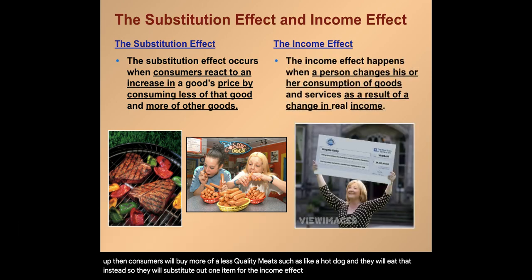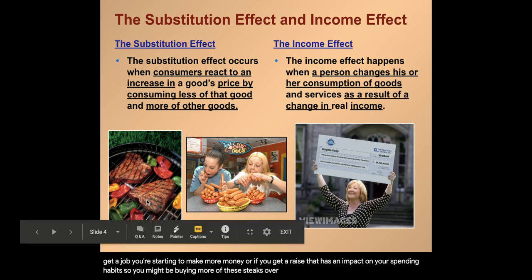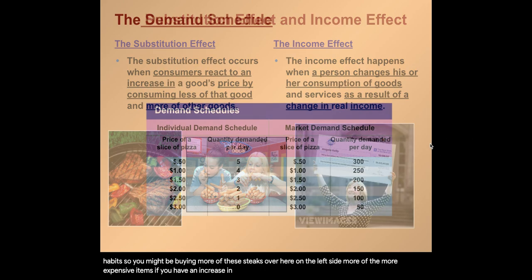The income effect happens when a person changes his or her consumption of goods based on a change in their real income. That means if you get a job and start making more money, or if you get a raise, that has an impact on your spending habits. So you might be buying more of these steaks over here on the left side, more of the more expensive items, if you have an increase in your income.